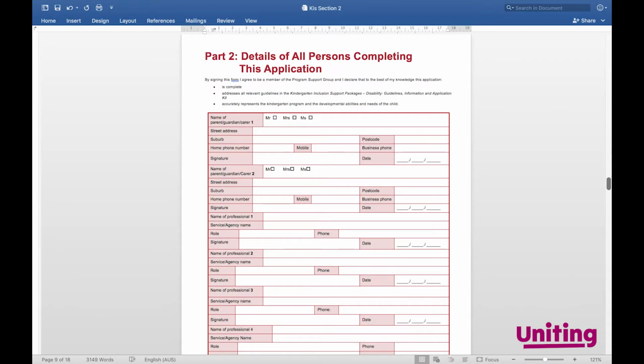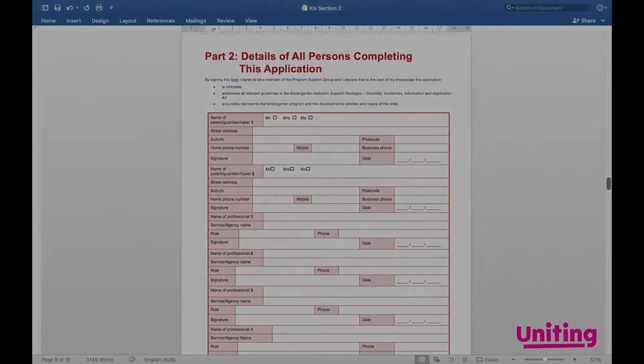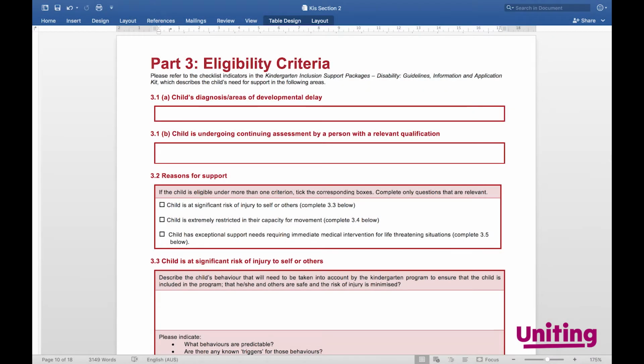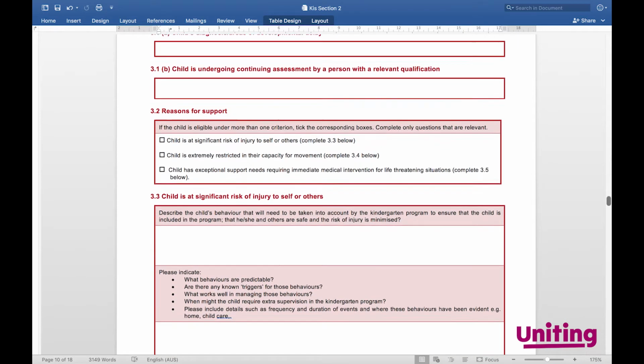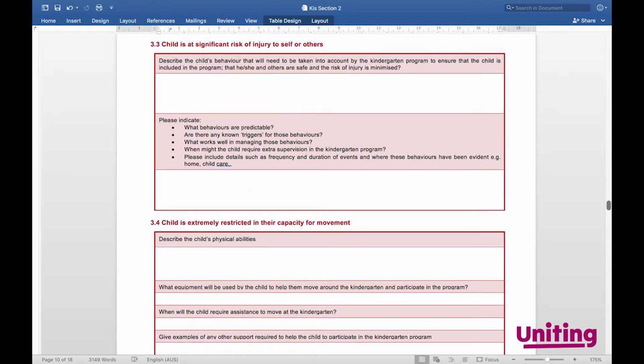Part 2 is the details of all persons completing the application. This is a signature page for everyone who is sitting on the program support group to complete accordingly. Part 3, eligibility criteria. Please complete the child's disability or area of developmental delay and proceed to the reason for support. 3.3, child is at significant risk of injury to themselves or others.